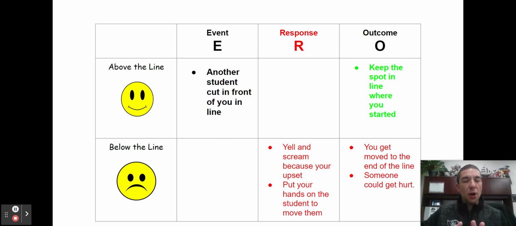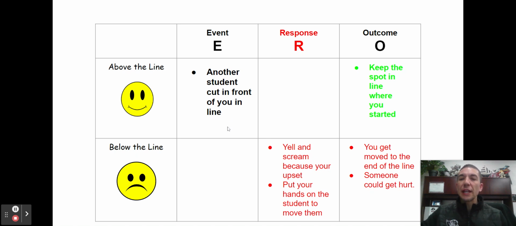Now, if we don't press pause right there, maybe we get that strong emotion of being frustrated or angry, we may respond below the line and we may yell and scream because we're upset. Or we may put our hands on the students to move them, to get them out of the way after they cut in front of us. And we know those are below the line responses. And look, they could lead to these below the line outcomes. We could get moved to the end of the line. Well, that's not this above the line outcome of keeping the spot where I started. Or if I have my hands on someone, we always know that someone could get hurt. Again, not the above the line outcome we were looking for.